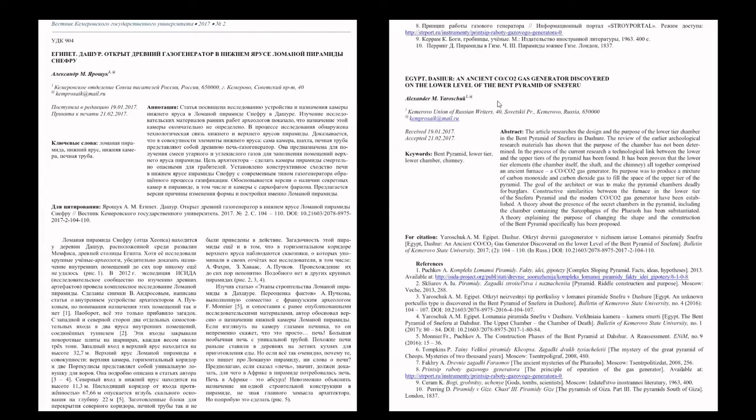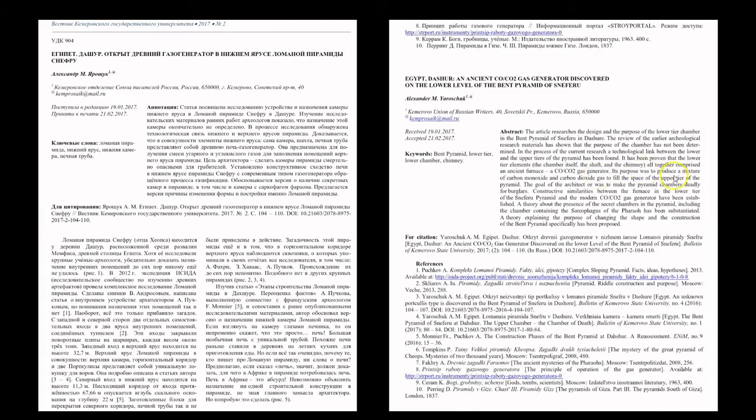So the title of the article is as follows: Egypt Dashur, an ancient carbon monoxide and carbon dioxide gas generator discovered on the lower level of the bent pyramid of Seneferu. So this article researches the design and purpose of the lower tier chamber in the bent pyramid of Seneferu in Dashur. The review of the earlier archaeological research material has shown that the purpose of this chamber has not been determined. In the process of the current research, a technological link between the lower and upper tiers of the pyramid has been found. It has been proven that the lower tier elements, the chamber itself, the shaft, and the chimney, all together comprise an ancient furnace, a carbon monoxide, carbon dioxide gas generator.